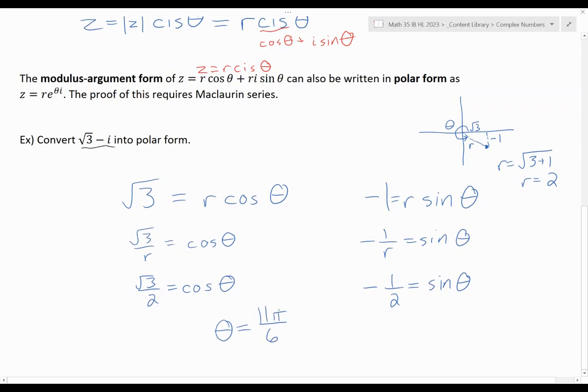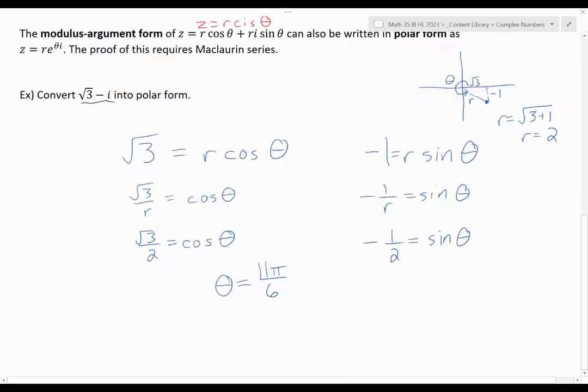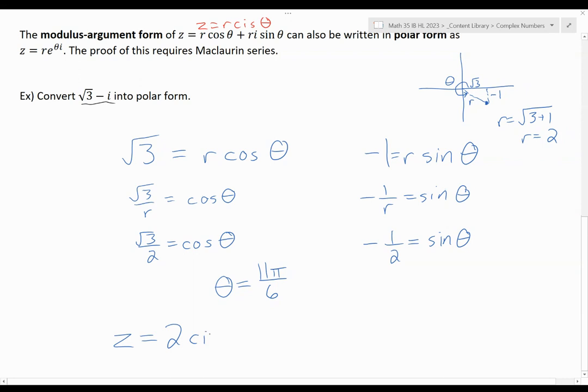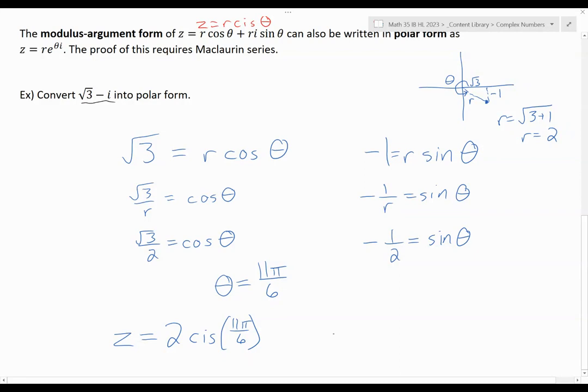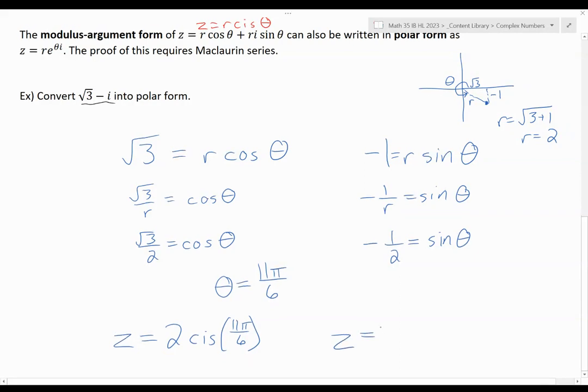So in order to figure out the modulus, you can use the Pythagorean theorem. In order to figure out the argument, you have to think of angles in standard position and which quadrant you are going to be in, and so on. So the modulus here is 2, and the argument is 11 pi over 6. If I were writing this in modulus argument form, this would be z equals 2 cis 11 pi over 6. But in polar form, this is z equals 2 e to the power of 11 pi over 6 i. And there we have it.